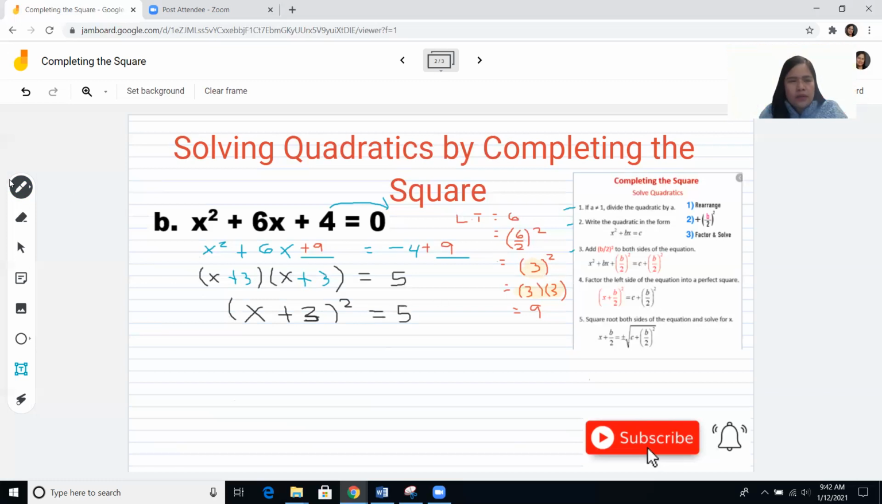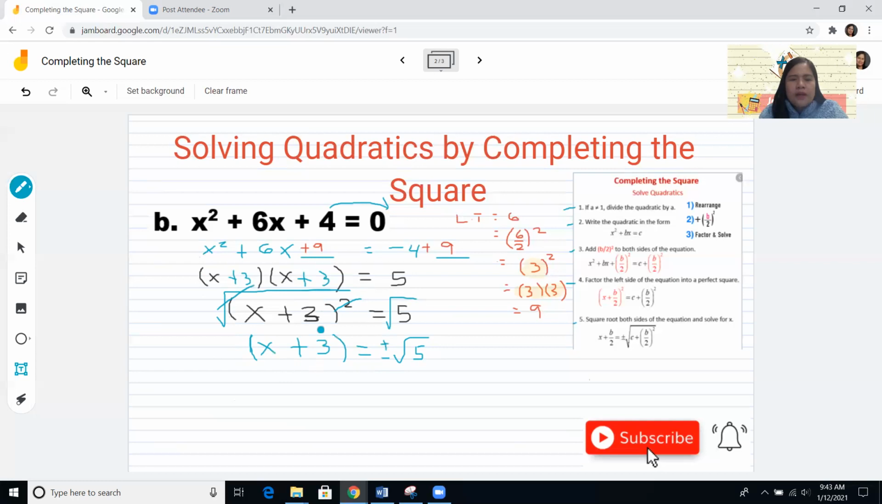We've done step 4. Now we'll go to step 5. Square root both sides of the equation to solve for x. So we're going to square root both sides. We'll cancel the square in here. So the remaining answer we have now is x plus 3 in parentheses, because we already canceled the square, and then square root of 5. Remember that when you square root, as in the previous example, we have two possible answers, positive and negative.